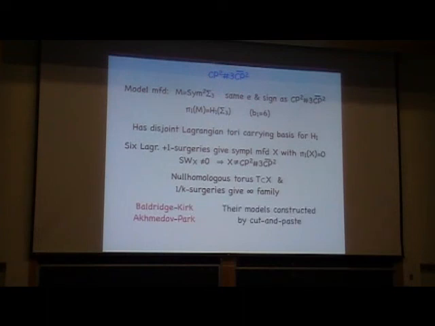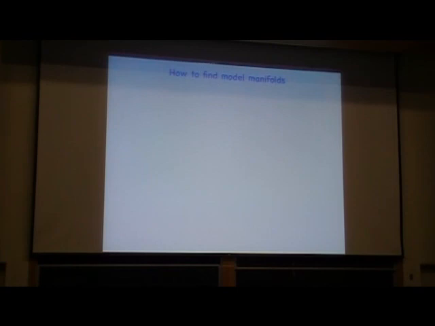And so these examples were first found by Baldridge and Kirk and Akhmedov and Park, but they used the same technique, but their models were constructed by cut and paste rather than by starting with a Kähler surface. So how do you find the model manifold? Well, one way is just like I did. You name a Kähler surface and hope that surgeries on it will take you to the right place.